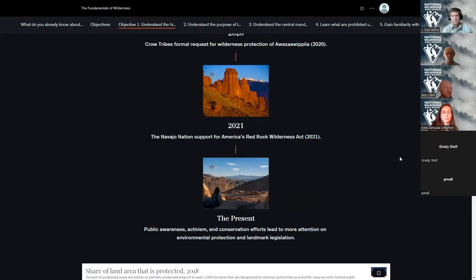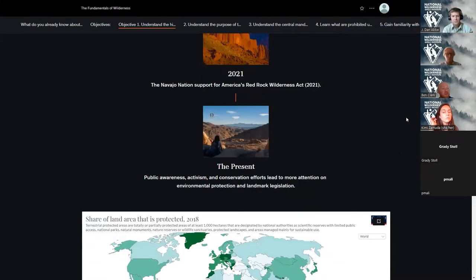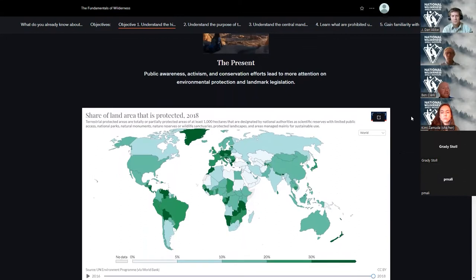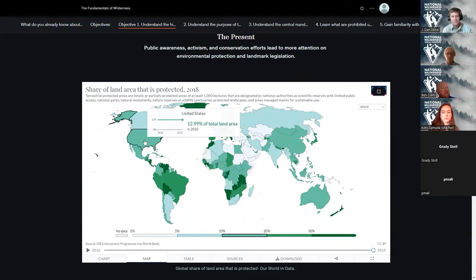That gets us to the present here, where public awareness, activism, and conservation efforts continue to lead to more attention on environmental protection and landmark legislation. And to come back to that data we looked at on the loss of forests throughout the decades, this is some data from 2018 that shows the percentage of protected lands throughout the world at a country scale. You can see the United States is just a shade under 13%, and that's in 2018, so that data could have changed at this point.